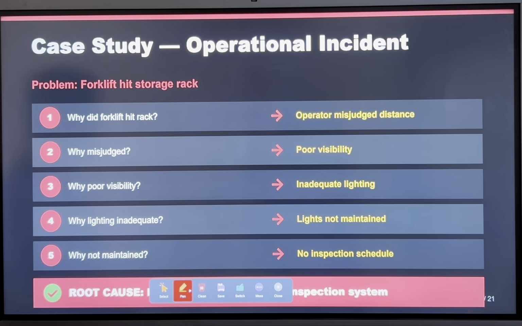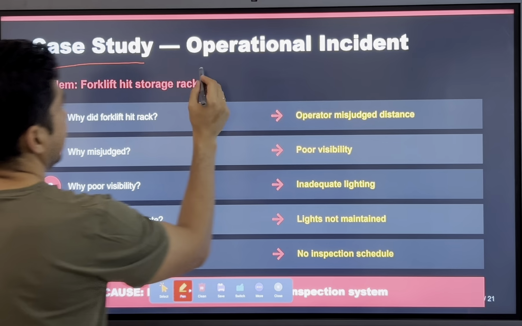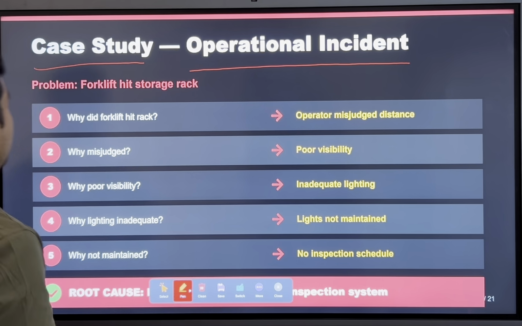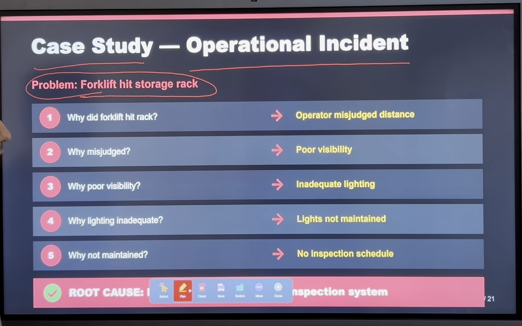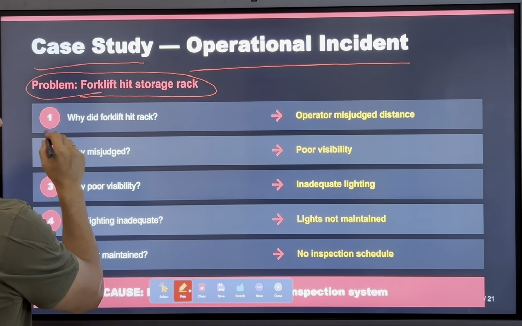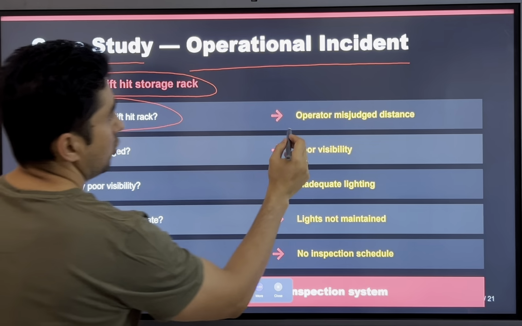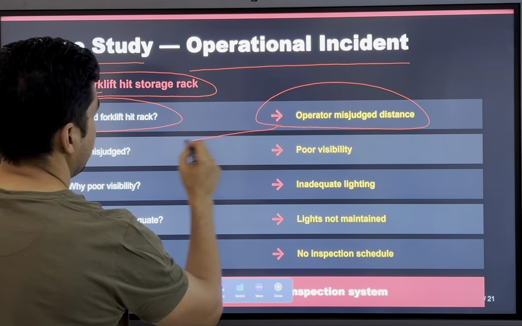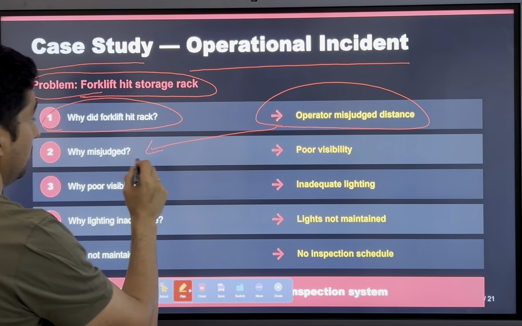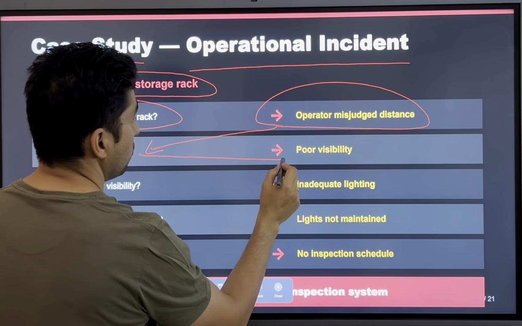Now let's go to the second one. Second case study here, an operational incident: forklift hit storage rack. Now the real problem here, we have to identify why the forklift hit the rack. The operator misjudged the distance. This answer will become our question. Why misjudged? Poor visibility. Why poor visibility?